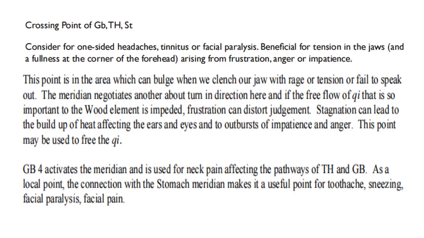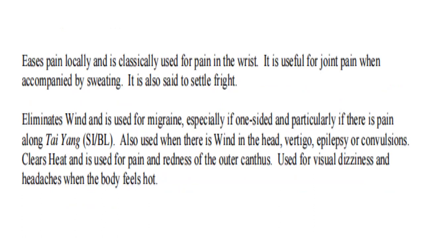GB4 activates the meridian and is used for neck pain, affecting the pathways of Triple Heater and gallbladder. As a local point, the connection with the stomach meridian makes it a useful point for toothache, sneezing, facial paralysis, facial pain. GB4 eases pain locally and is classically used for pain in the wrist. It is useful for joint pain when accompanied by sweating. It is also said to settle fright.